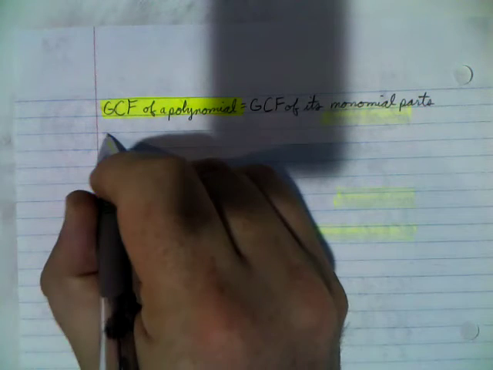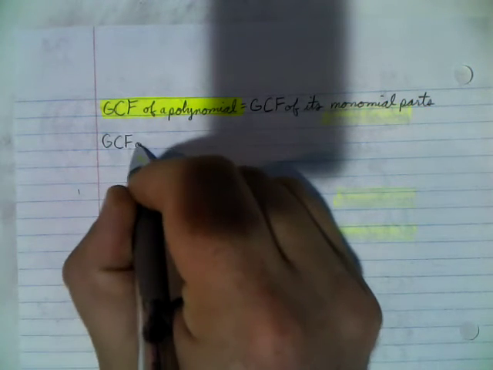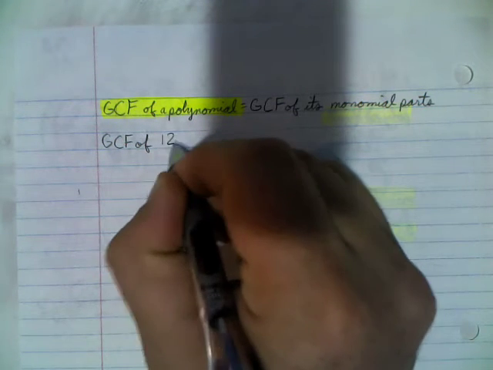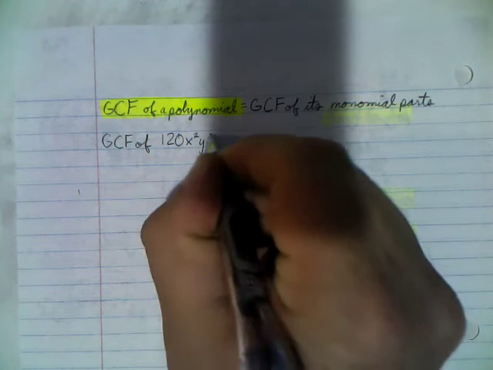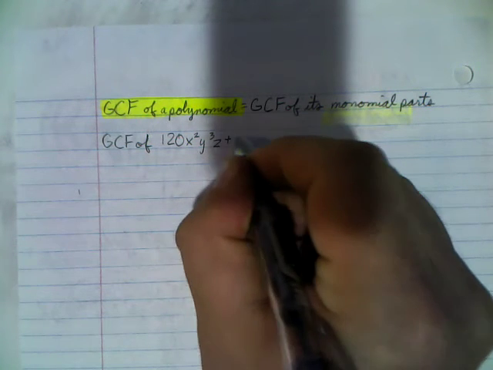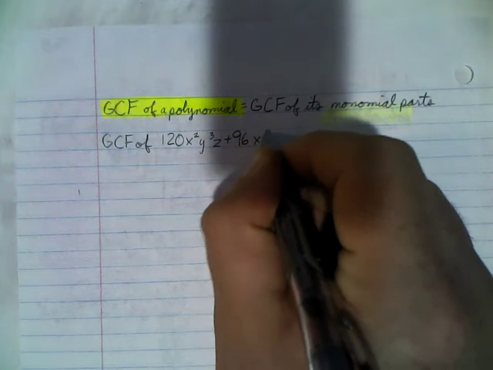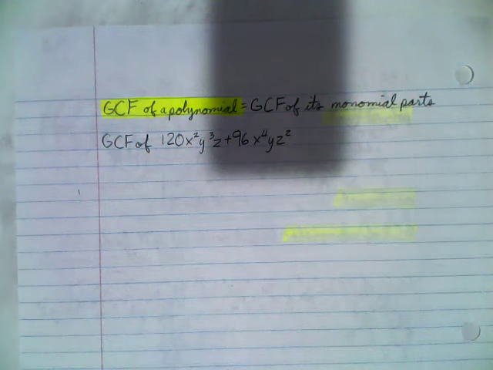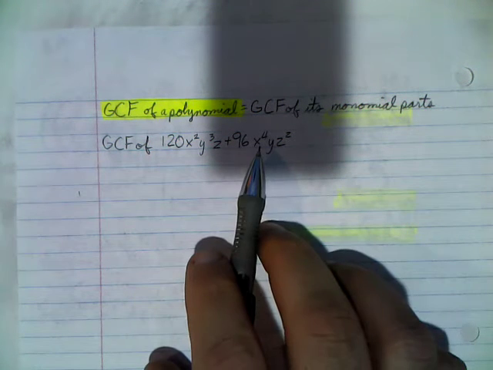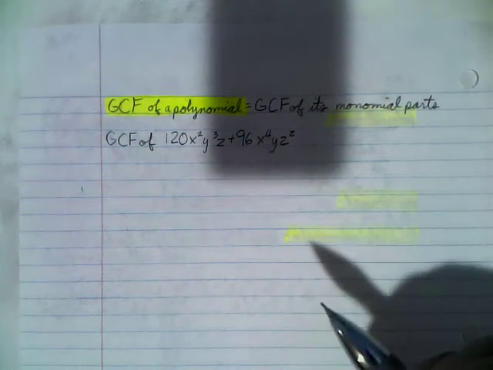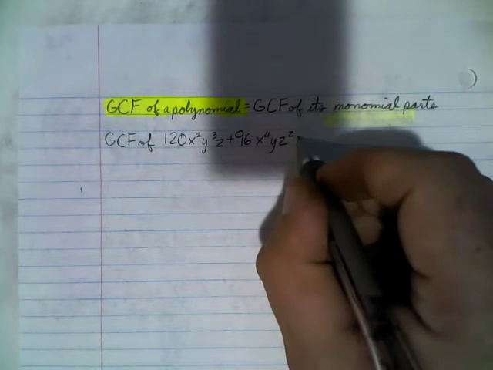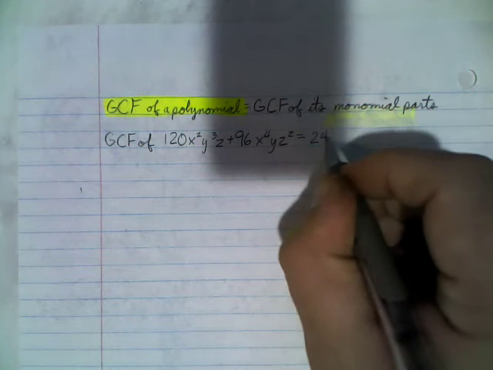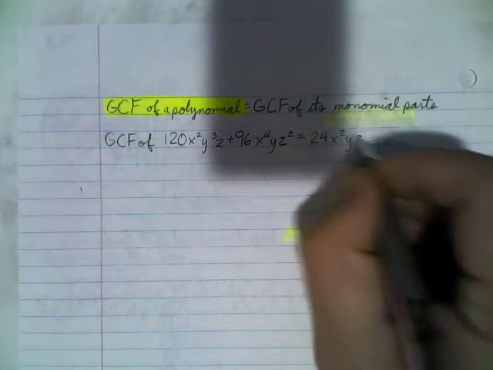So therefore, if I asked you to find me the GCF of 120x squared y cubed z plus 96x to the fourth power y z squared, well, on the front we just found the GCF of these two monomials a couple times. So we already have done the work to know that the GCF of this polynomial must be 24x squared y z.